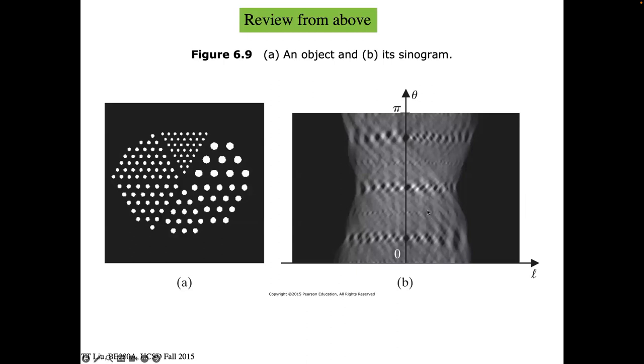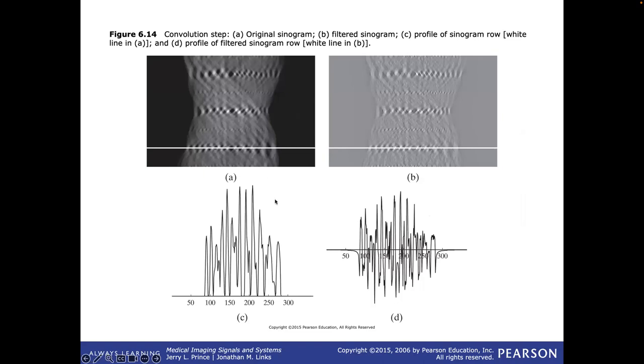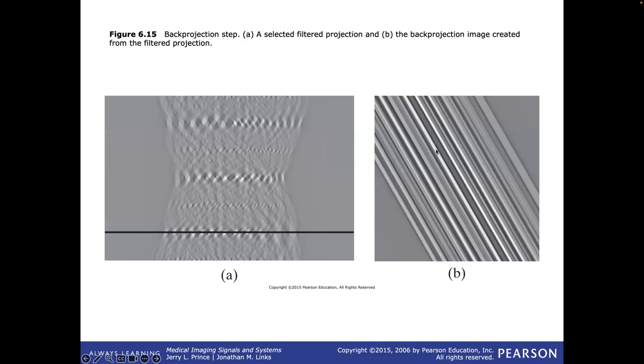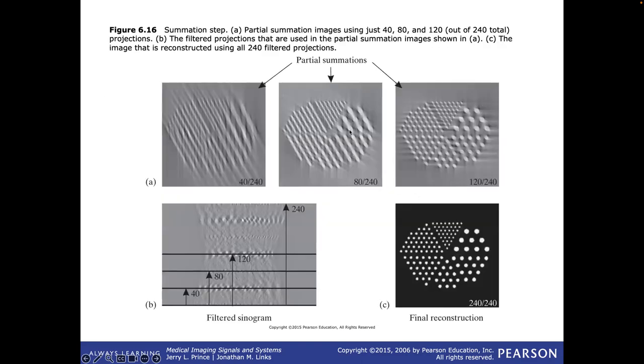So here was our sinogram. This is the original sinogram. This is G star L theta. This is what it looks like after the convolution is done. So we get negative numbers. The background goes to zero and there are negative and positive numbers. And when we back project these functions, this is back projecting 40, 80, 120, our total number is 240, and then finally at 240, we get the object back.